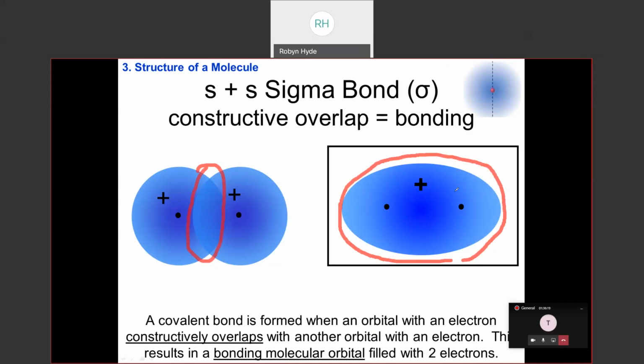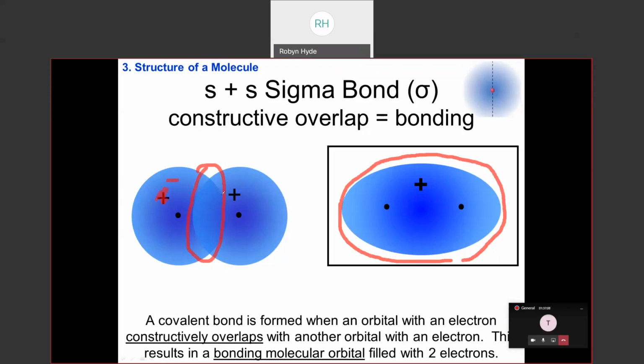Okay, so now let's get to my statement at the bottom, which is really important about how we talk about chemical bonds. A covalent bond is formed when an orbital with one electron constructively overlaps with another orbital with an electron. So let's talk about a constructive orbital overlap. Constructive overlap is when you have a positive waveform crash into another positive waveform, or a negative crashing into a negative.